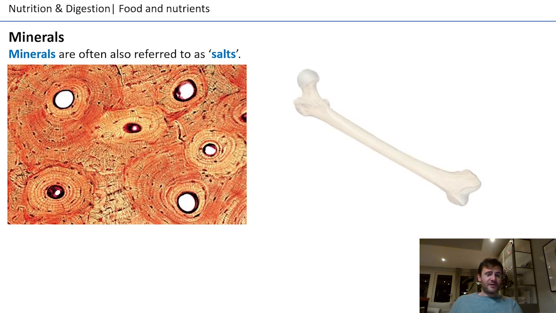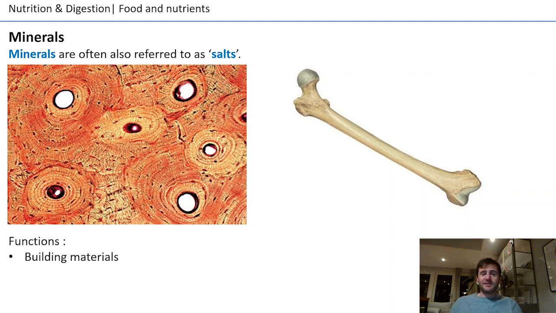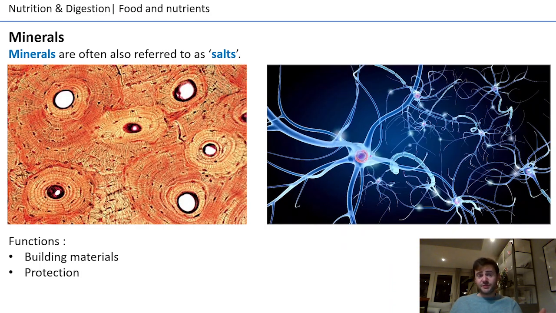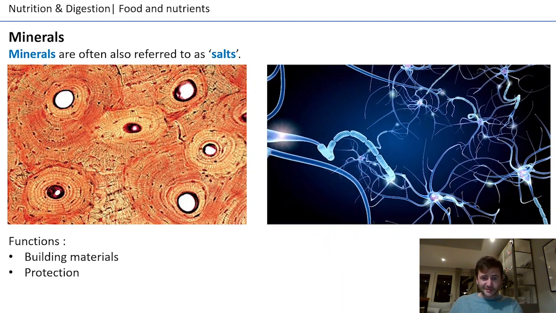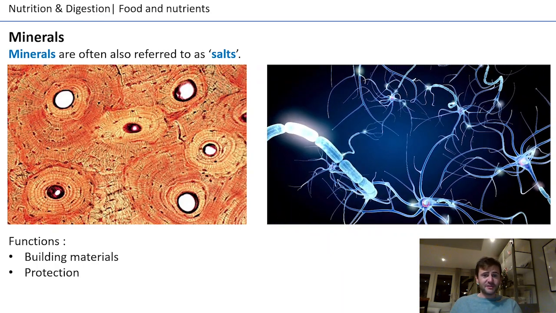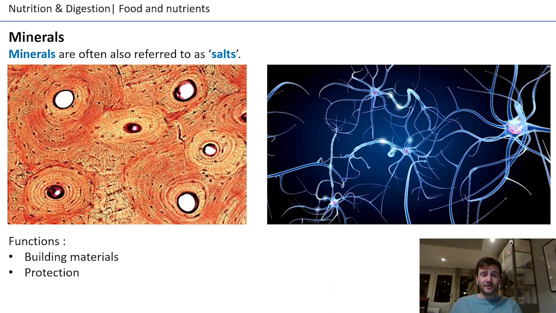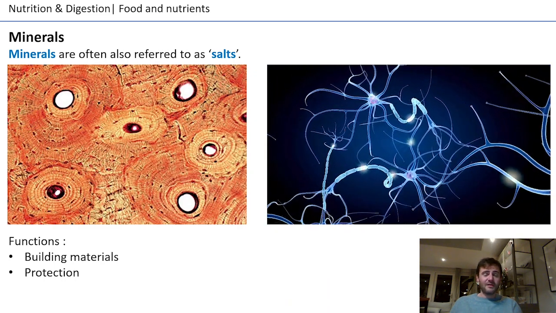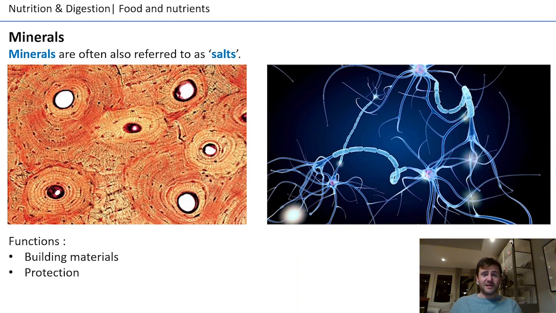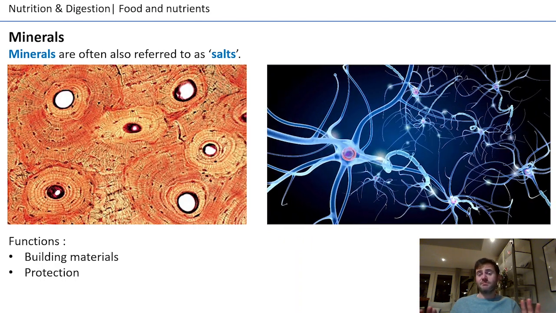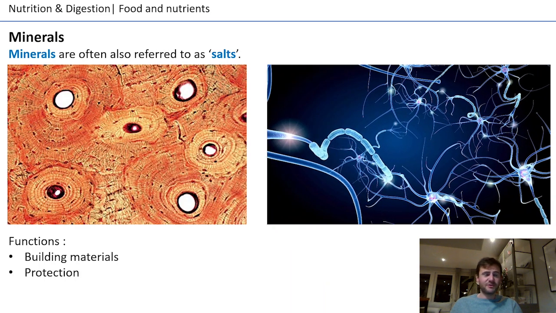Minerals are often referred to as salts, and their functions include building materials. Here you can see a microscopic image of bone tissue. Calcium, for instance, also a mineral, is needed to build bones. But minerals don't just help build bones. They're also important for other functions. They support vital functions in the body, like the nervous system. You can think of calcium, copper, potassium, and magnesium. So they also have a very important protective role.